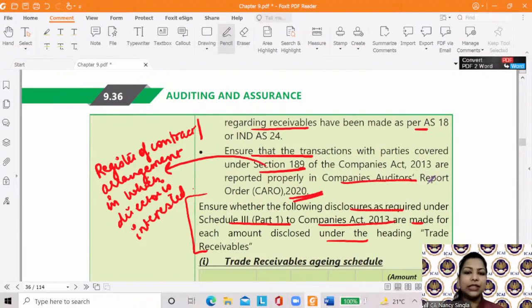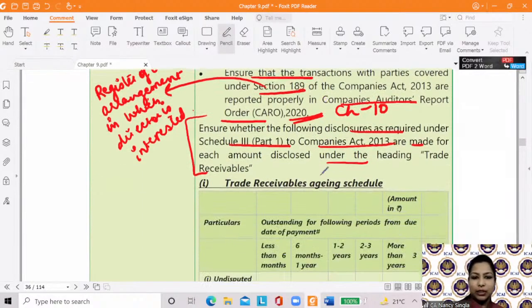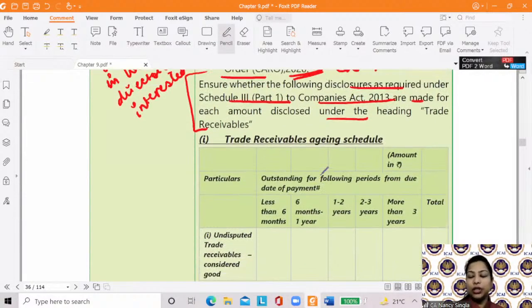CARO is the Companies Auditor's Report Order, which we'll be doing in detail in chapter number 10, ठीक है। So we'll be discussing there, but it says that if any of the contracts attracts Section 189 of the Companies Act, then the auditor needs to see the reporting part as well, ठीक है। And what are the disclosure requirements? Again, very, very important, a recent change. So yes, you need to learn it by heart.